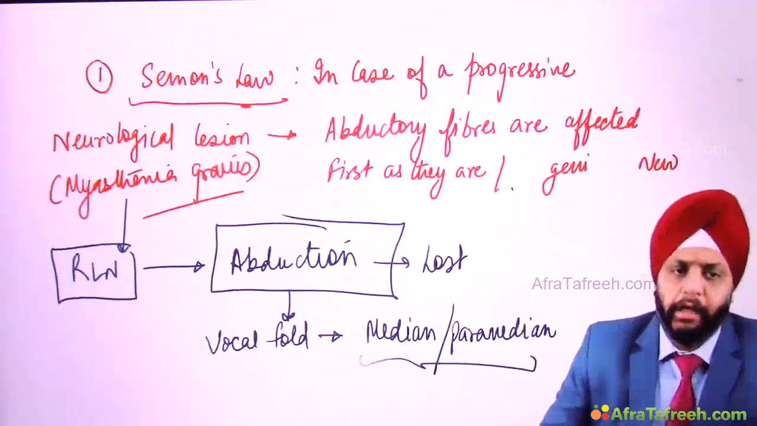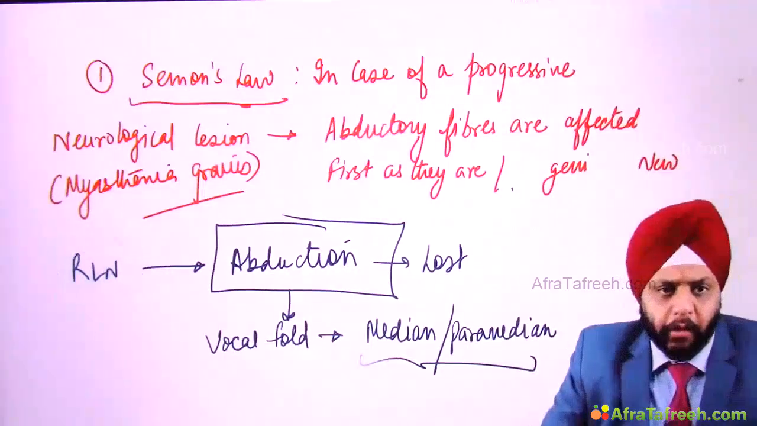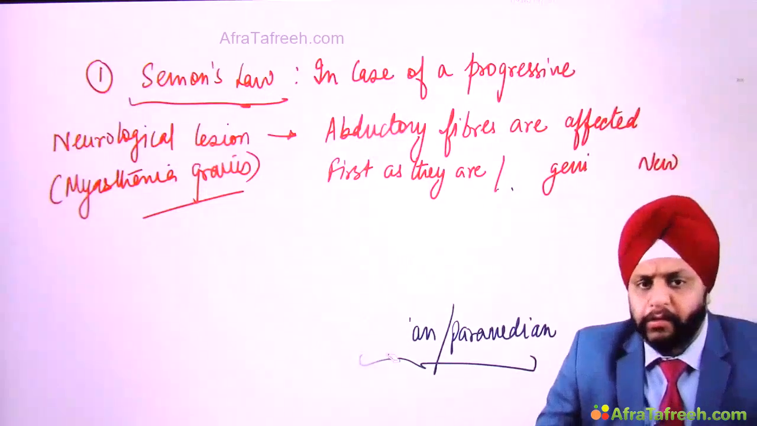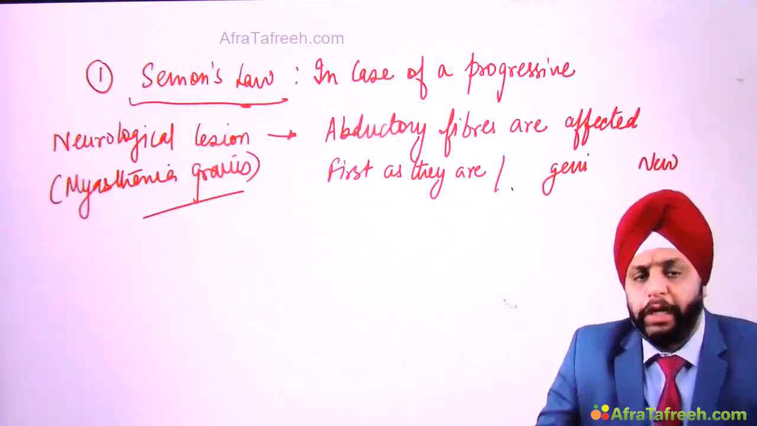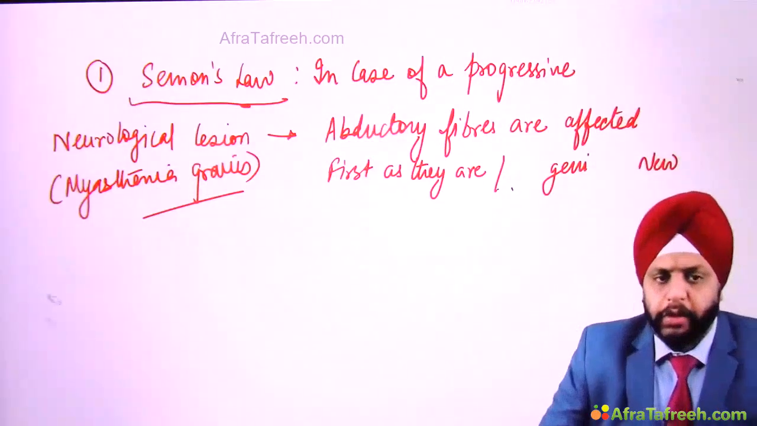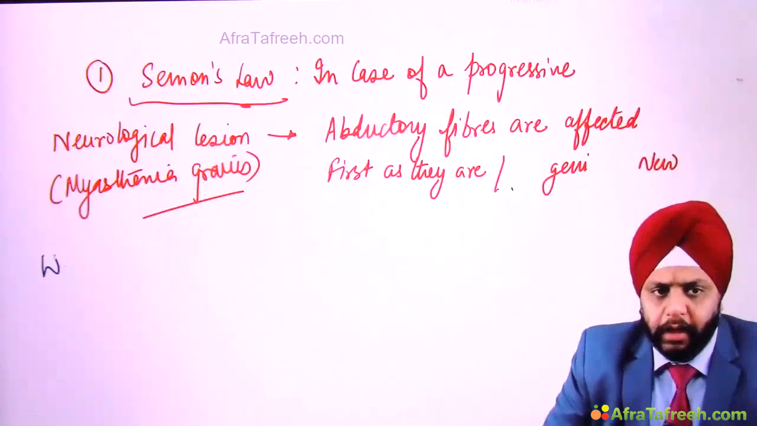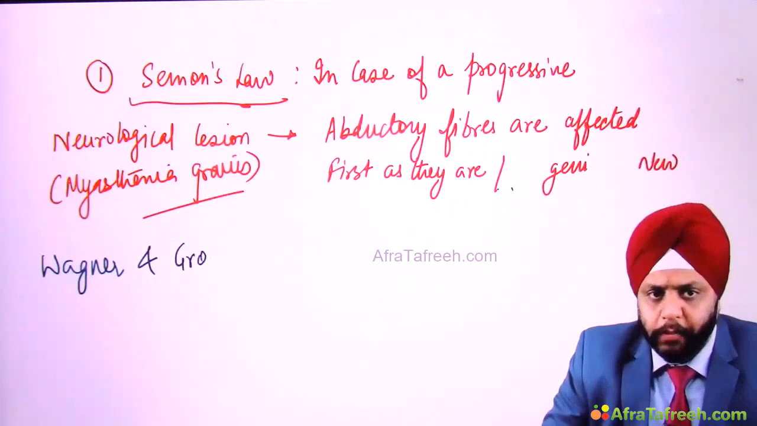So they will go into the median or the paramedian position if the abduction is lost. Now this was your Siemens law. I know this law is quite complicated. The problem with this law is that we cannot prove or even disprove it because it is all hypothesis. Now, against this, we have the second law, the Wagner and Grossman hypothesis.